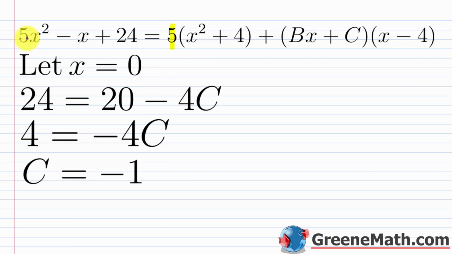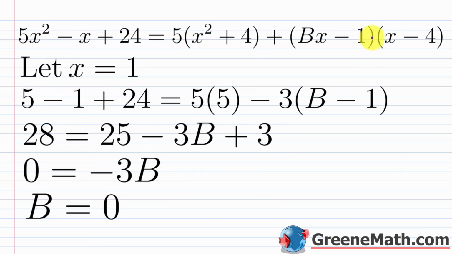So everywhere there's an x, just mark that out. So here, and then here, here, and then here, and then here. So you're left with 24 on the left is equal to, on the right, 5 times 4 is 20. And then you'd have c times negative 4, that's going to be minus 4c. And then subtract 20 away from each side. You're going to get 4 equals negative 4c. Divide both sides by negative 4. You get c equals negative 1. Okay, we're going to replace c with a negative 1 there.